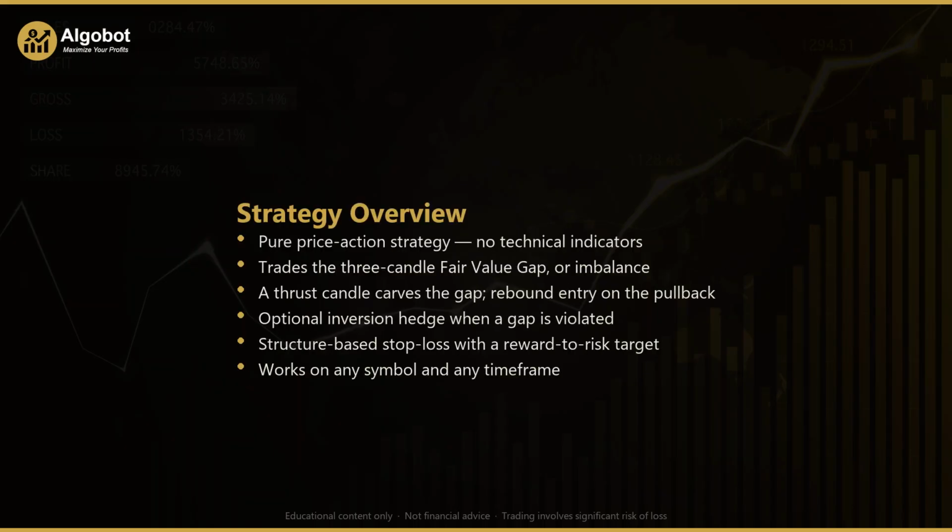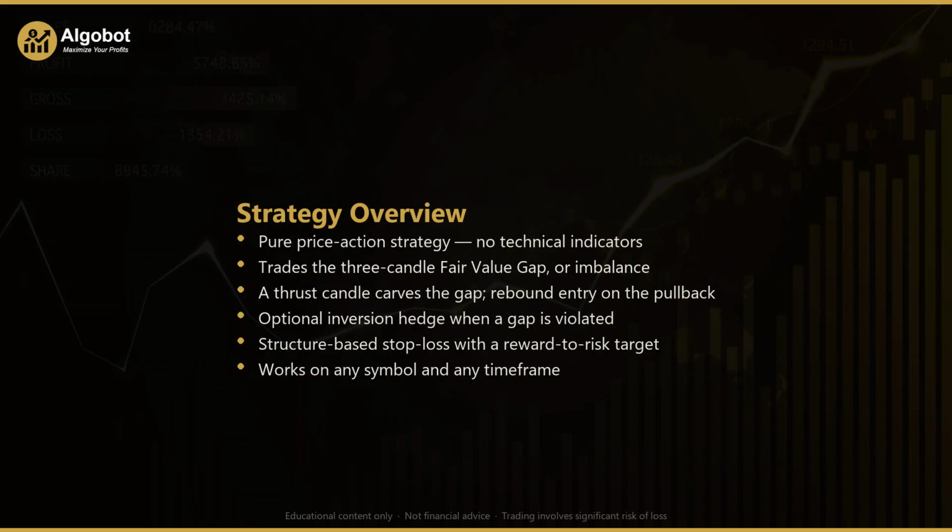Let's get started. So what exactly does this expert advisor do? At its heart, the Thrust Imbalance Rebound Hedge is built around a single, well-known price action idea, the fair value gap, sometimes called a 3-candle imbalance. When the market moves with conviction, a strong middle candle can leave a small, unfilled gap between the candle before it and the candle after it. This strategy measures that gap directly from the chart, with no moving averages, no oscillators, and no smoothing of any kind. Every decision comes from the candles themselves.